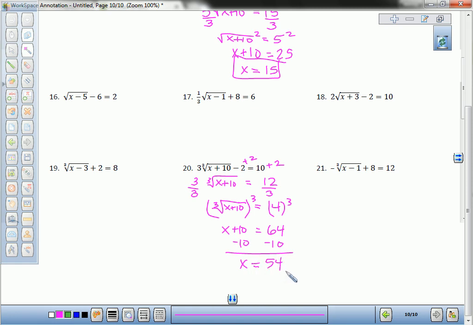Okay? And that's how you solve them algebraically, which I like a lot better. I would only do graphs if I already had to do a graph or something else. I would never use a graph to solve these equations.